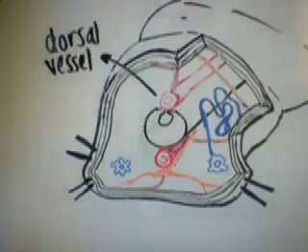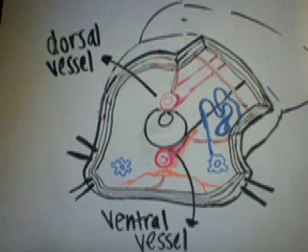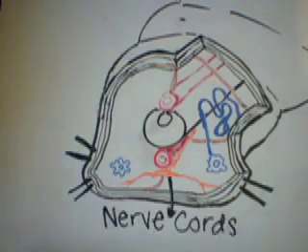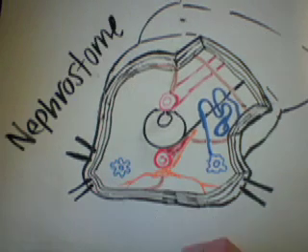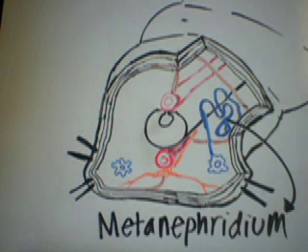The intestine, vessels, and nerve cords travel throughout each segment. Nephrostomes are ciliated funnel-shaped openings of metanephridia, which are excretory tubes that remove waste from blood and body cavity fluid.